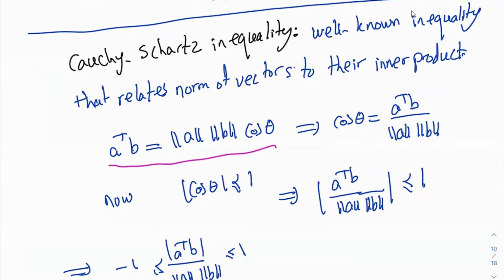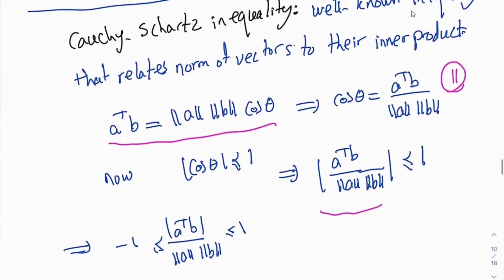A transpose B, the dot product of A and B, is defined as norm of A times norm of B times cosine of theta. Okay, good. So cosine of theta is equal to A transpose B divided by norm of A and norm of B. Let's call this equation 11. The range of cosine of theta is between -1 and 1, therefore the absolute value of cosine of theta is less than or equal to 1. This means the absolute value of equation 11 is less than or equal to 1.